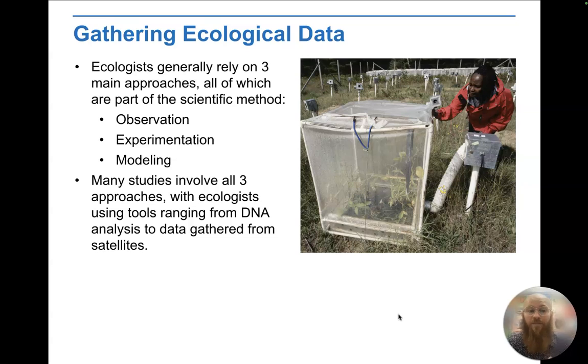going to want to set up experiments to test our observations and our hypotheses for why we think things exist or occur. And then whenever we have completed our experiments, we can create models to represent our findings. Models can be things like mathematical formulas or depictions of certain scientific phenomena. Many studies that we will do are going to involve all three of those approaches. They often do include all three, with ecologists usually using tools ranging from DNA analysis or even data that we gather from satellite imaging.